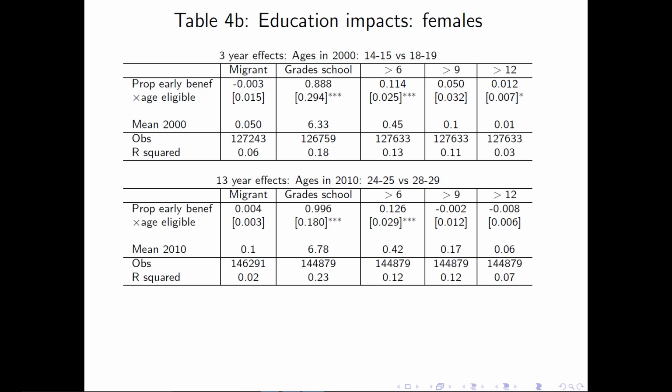So what happens in 2010? Not much more of an increase. So the overall increase by this time, the girls are women in their mid-20s, and they have an overall increase of about one grade of schooling. And again, concentrated on the increase in secondary. So this represents a 12.6 increase in the probability of having more than primary schooling.